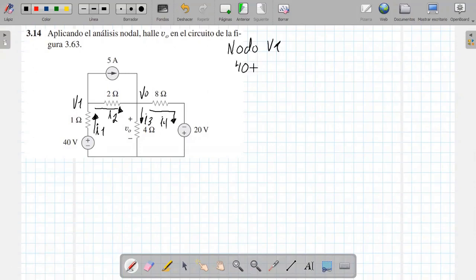Therefore I say that I1 is 40 minus the voltage V1 over 1. We see that nothing else enters this node. This is going to be equal to the 5 amps plus the current I2, where I2 is equal to V1 minus V sub 0 over 2. So 5 amps plus V1 over 2, this is the current I2.